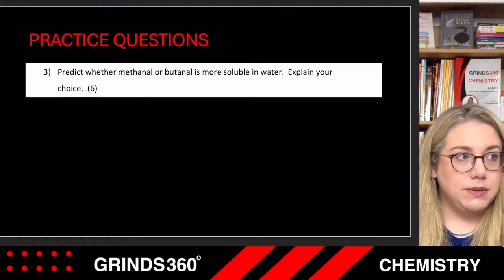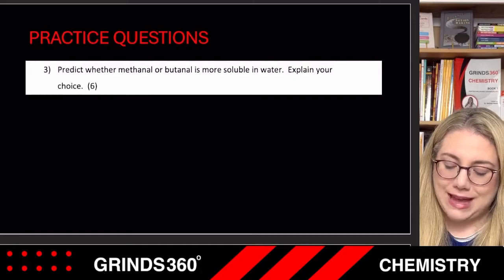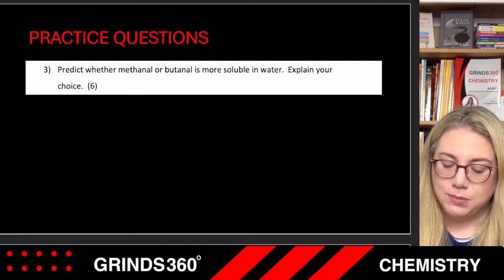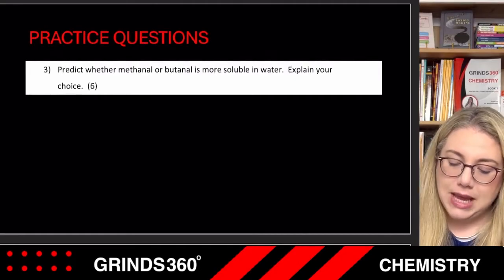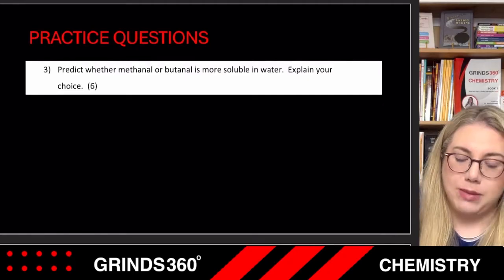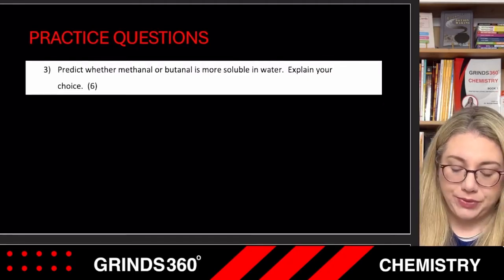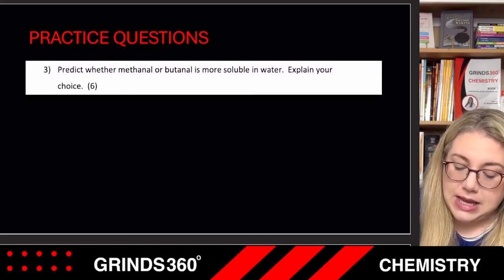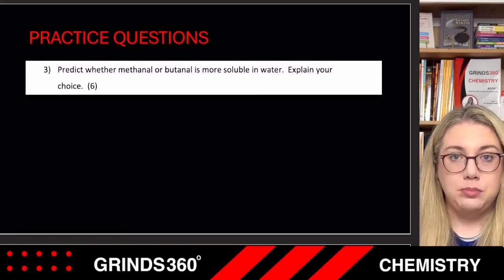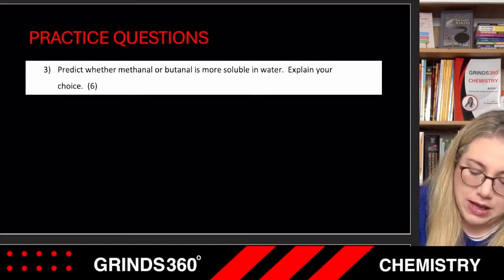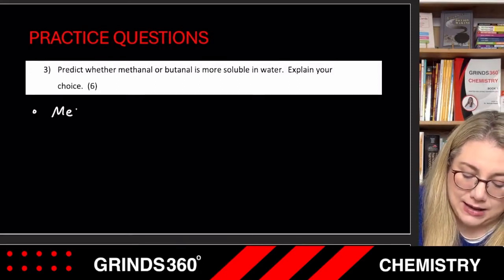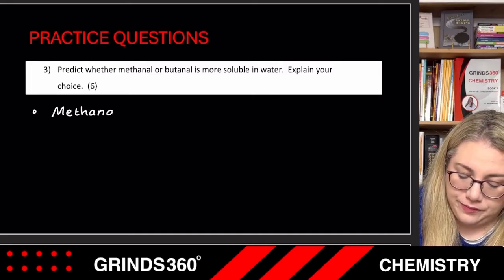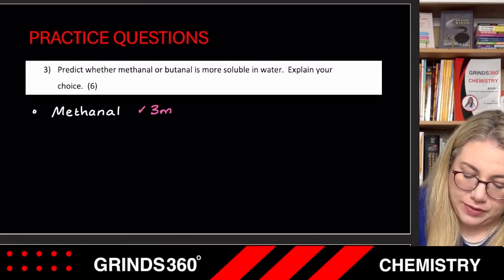So question number 3. Predict whether methanal or butanal is more soluble in water. Explain your choice. Now remember, this is a chain length question. The shorter chain aldehyde is the more soluble one. So methan is 1 carbon, butan is 4. So my answer is methanal is more soluble. And I get 3 marks for that, so I'm halfway there.